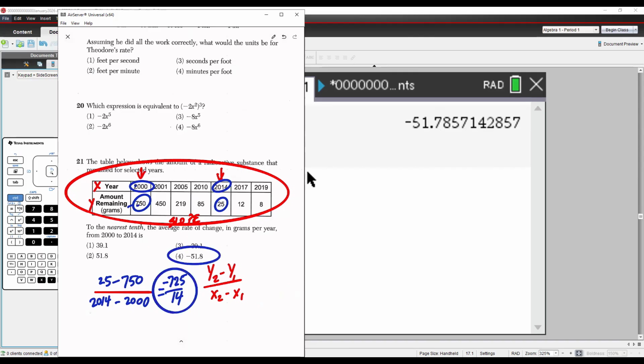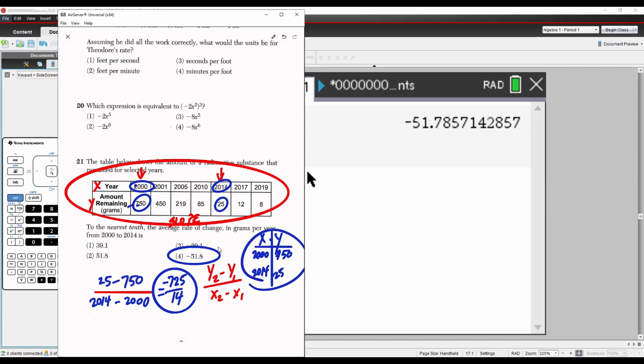That's all you're doing. Now, if you wanted to use the spreadsheet, you can, but you can only use those two values. So you can make the x values 2000, and then 2014, and then you can make the y values 750, and then 25, and then go and see how it works.